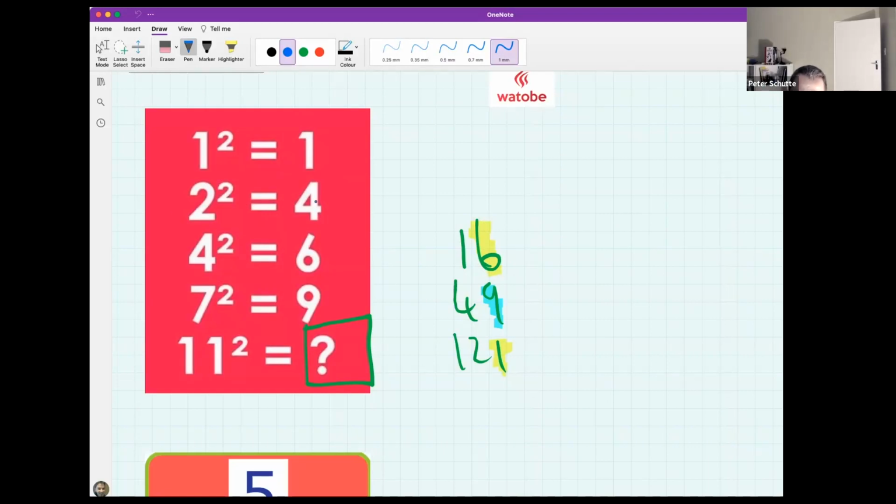Okay. 4 plus 2. So you took this and this to get there. Yes. And then 4 plus 2, which is 6. And then 7 plus 2, which is 9. So 11 plus 2, which is 11. I mean 13.